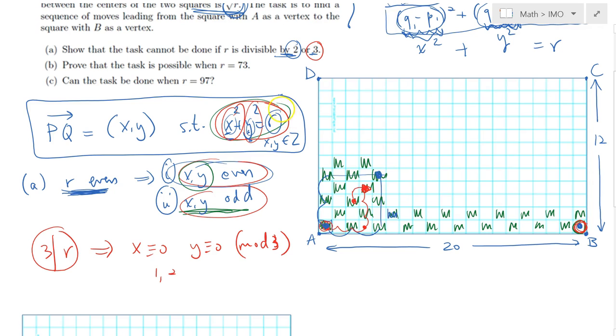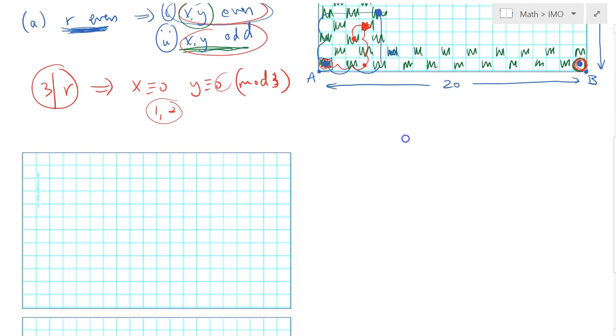1 plus 1 is 2 mod 3. Or if you have one of them 1 or 2, the other one is 0, still 1 mod 3 plus 0 mod 3 is 1 mod 3. You will never get 0 mod 3, right? So as a result, we can think of the following coloring.